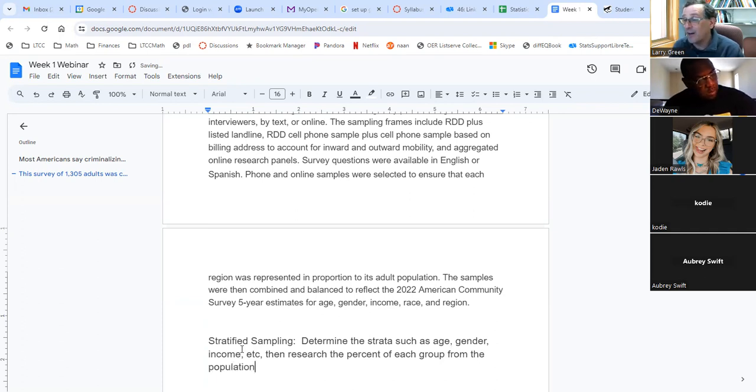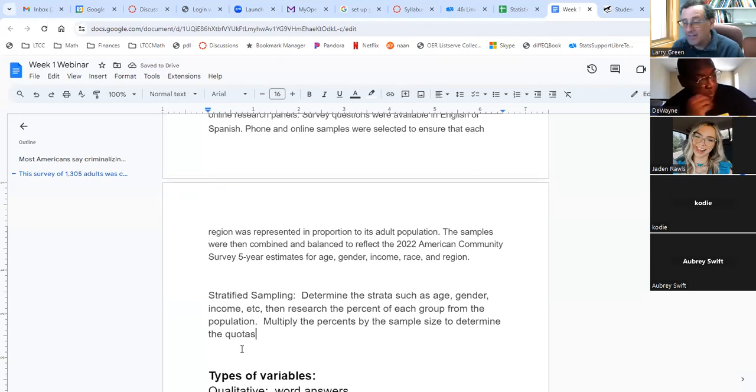In the old days, that was actually hard. Now it's usually 5 seconds on the internet and you can find it. So the research is easier. Then multiply the percents by the sample size to determine the quotas. So how many do you need to survey in each of the groups? That's what a quota means. Then do the survey.